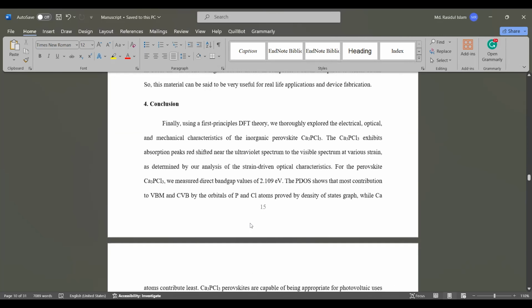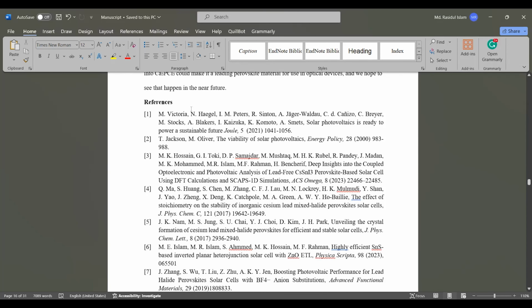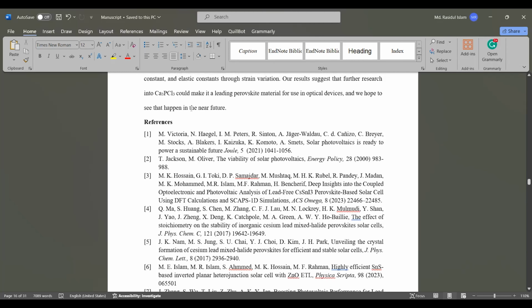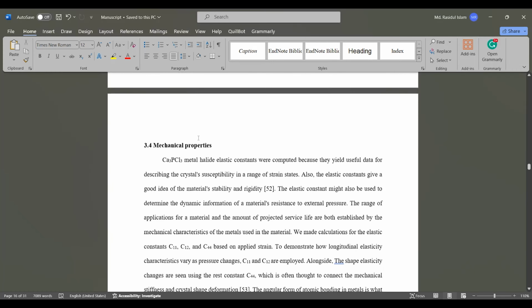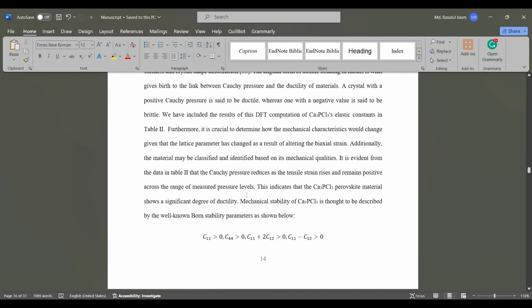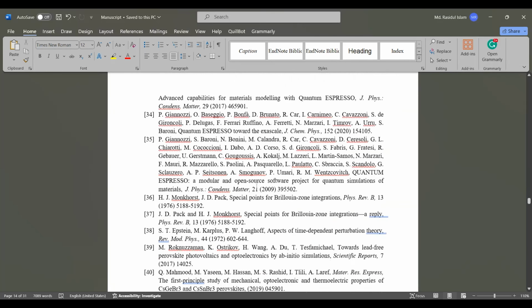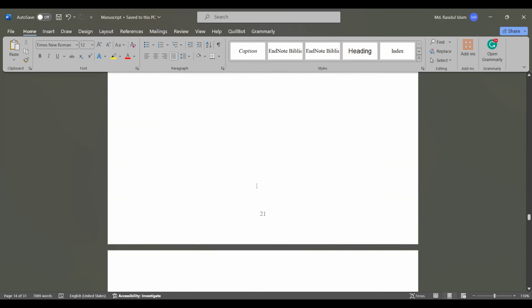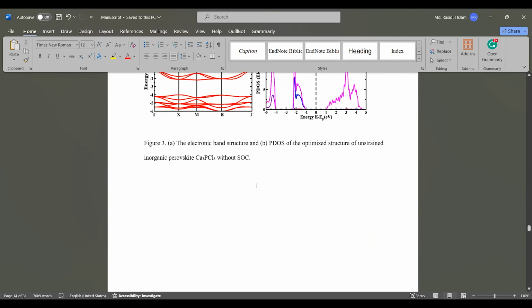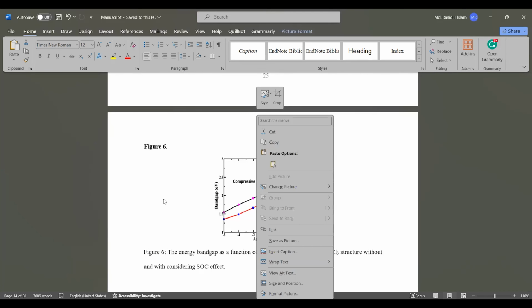In the results section, the figures are after the references. I put my figures after the references. In some journal formats you can put figures within the text, like under mechanical properties, you can put the figure here, but I put my figures at the last, after references, okay. This is figure 1, figure 2, figure 3, figure 4, 5, and the description is in the results and discussion section, okay.